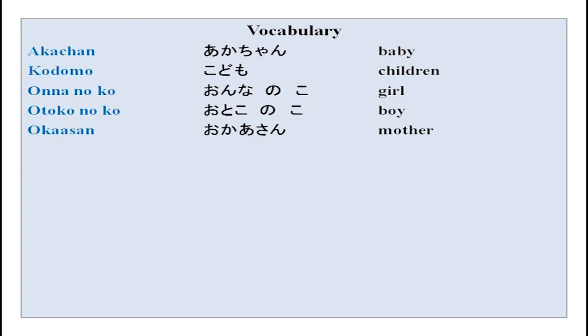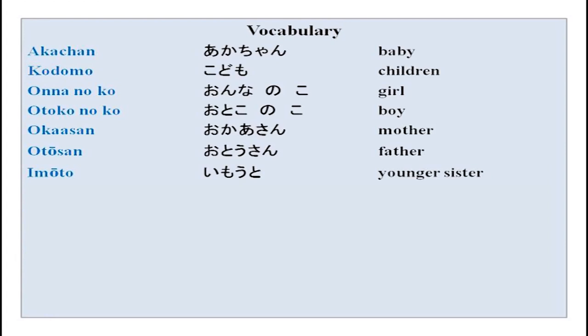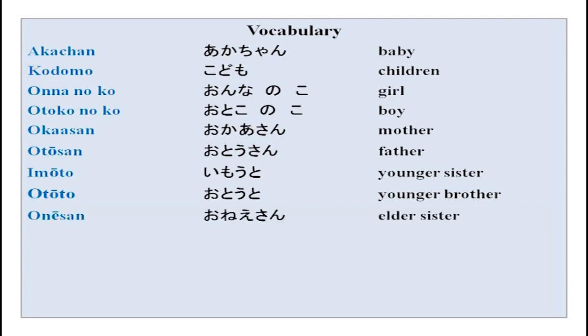Okaasan. It's a long sound. Otousan. Imoto. Ototo. Onesan. And over here, younger sister and elder sister. The kanji characters, the pictograms are different. Onisan, elder brother, and again you have ototo and onisan, and the kanji characters, the pictograms are again different.